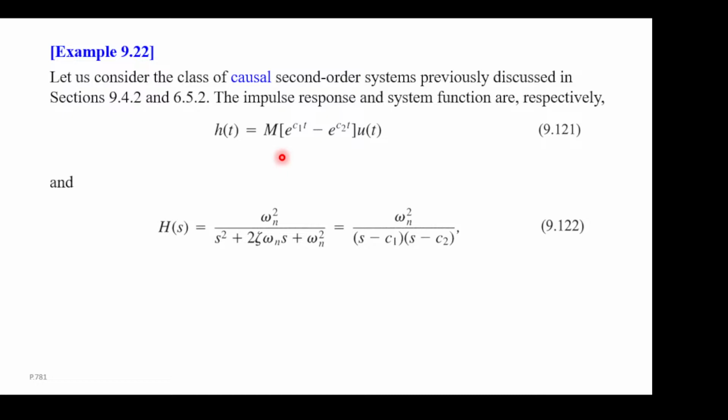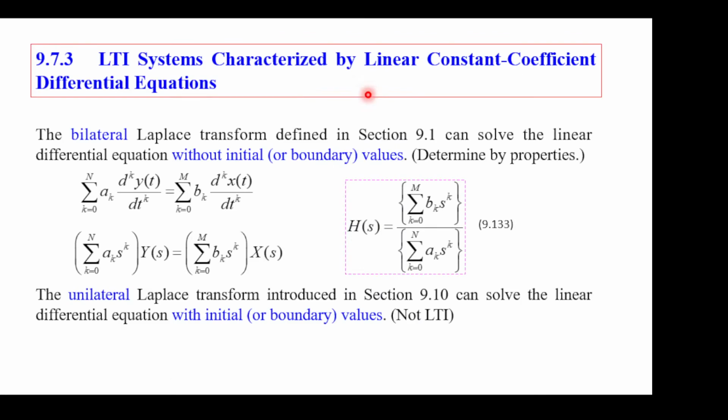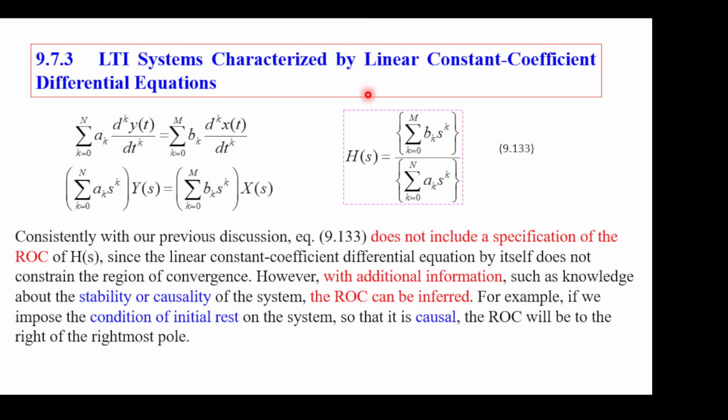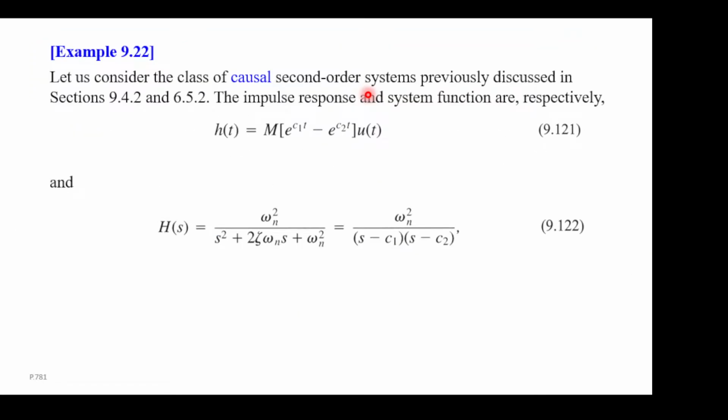Now we consider our second order system being causal, because a second order system is also usually a physical system. Say our second order system might be an RLC circuit, and if you are building an RLC circuit, obviously that should be causal.